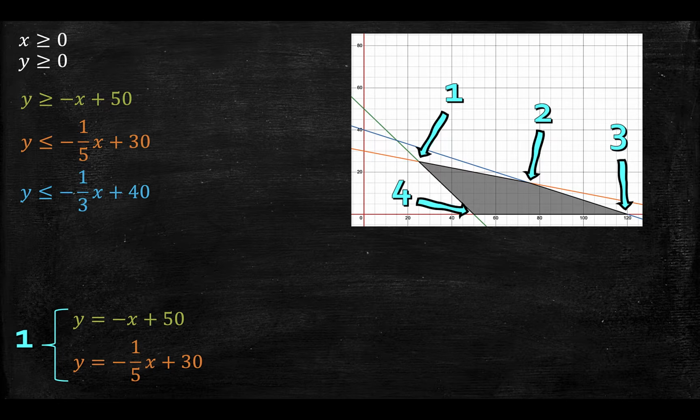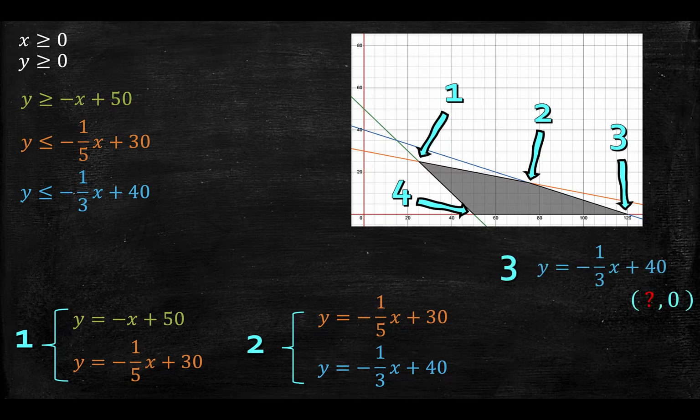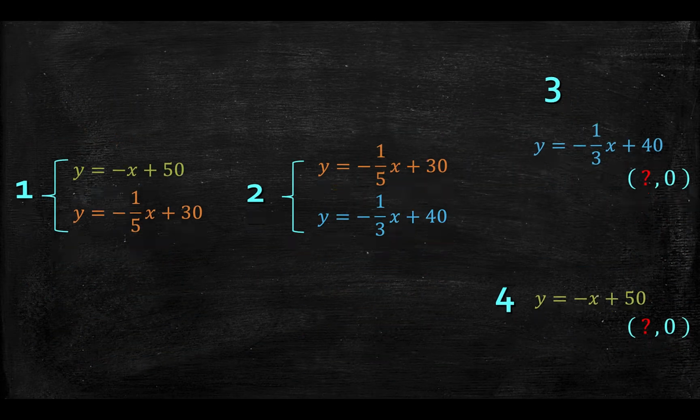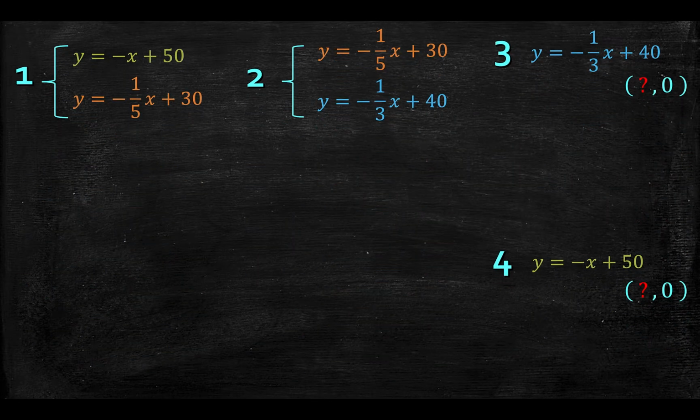The second point, number 2, is the intersection of orange and blue. If I solve that system, I'll get that ordered pair. And then points 3 and 4 are actually a little bit easier to find. We don't have to solve a full system, although I guess we could write one. Those are the x-intercepts of the blue line, that's point 3, and the x-intercept of the green line, that's point 4. And as we know, we can find the x-intercept just by plugging in 0 for y into those equations. Let's start with the easier ones, 3 and 4.